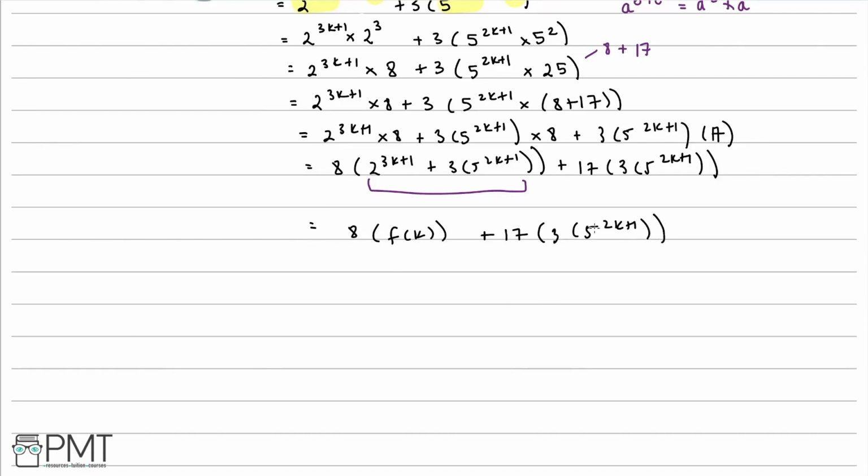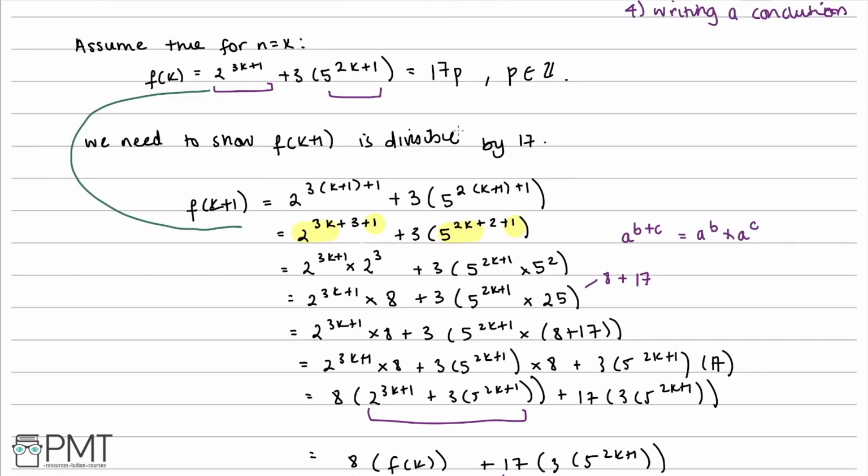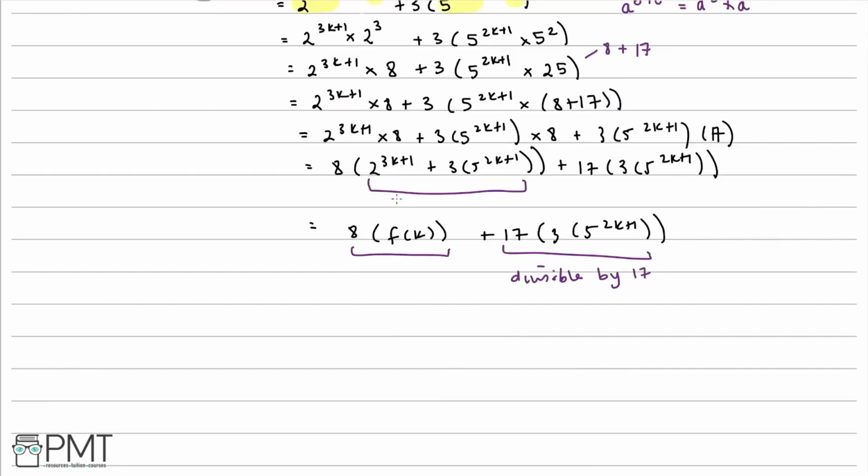And look at what we found. There is an 8 times f of k plus 17 times 3 times 5 to the power of 2k plus 1. This is divisible by 17. But is this divisible by 17? Well, if we look back at our original equation, we have f of k is equal to 17p, where p is an element of the whole numbers. And thus, f of k must be divisible by 17, because we assume that in our assumption statement, f of k is divisible by 17.